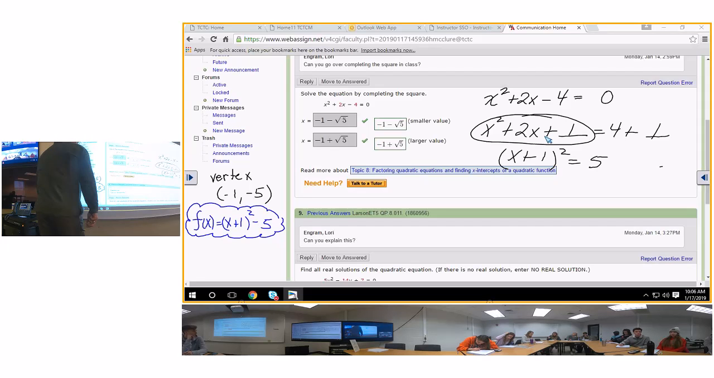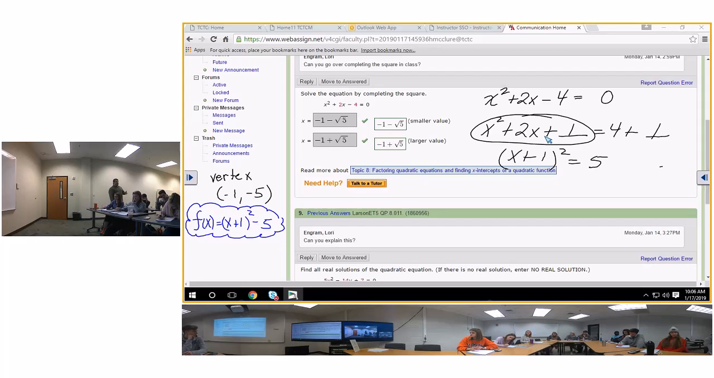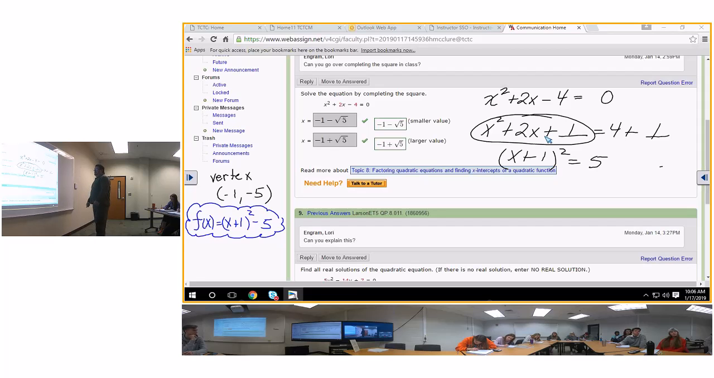What's that called? What kind of notation is that? Or what kind of form? Intercept form. The test or the homework may ask you to put it in intercept form. That's an intercept form. I don't ever use it, but the book, test, or WebAssign may ask you.